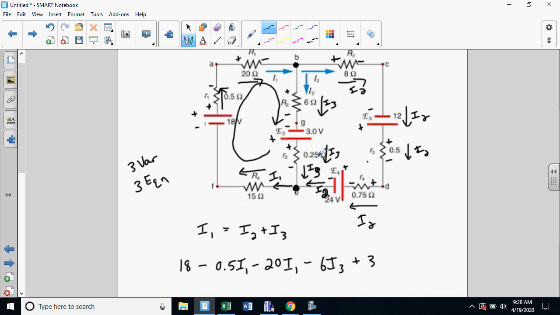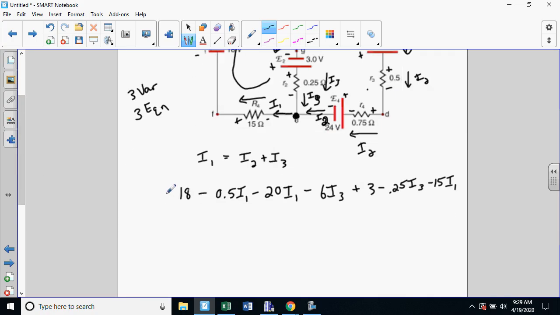And with this resistor, the 0.25, going from the high side to the low side, it's a drop of 0.25 times I3. And the last resistor here, R4, I'm going from the low side to the high side. So this is a drop of minus 15, but I'm back to current number 1 because I've left the junction where I3 and I2 combined to make I1. And again, all of these are supposed to add up to 0.